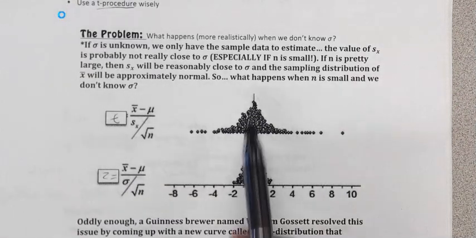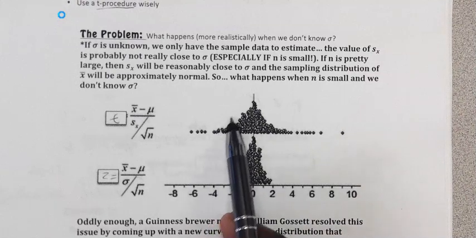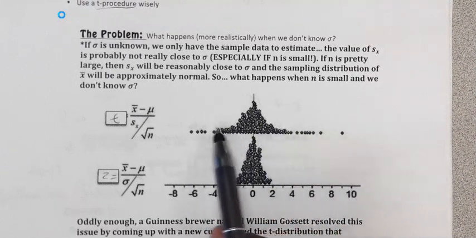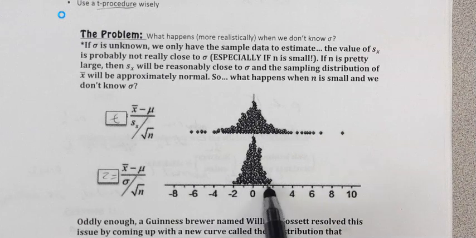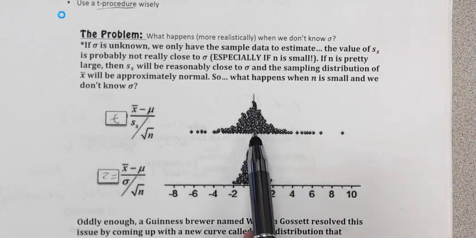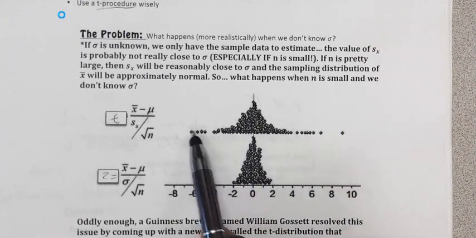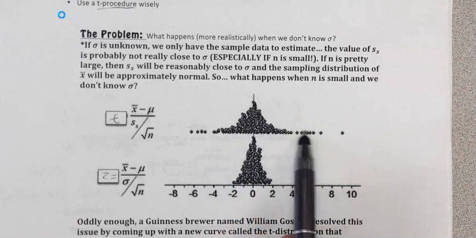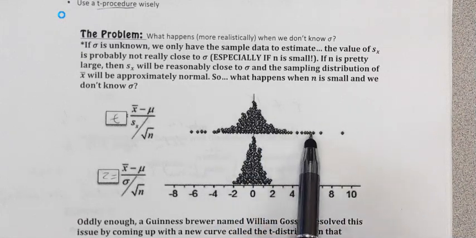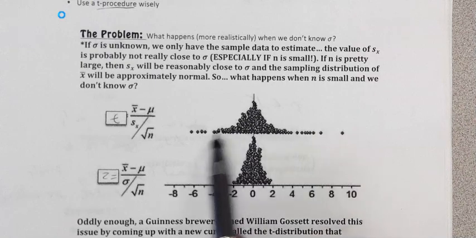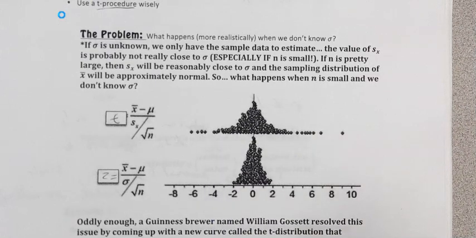If you notice, in t, it's a lot more spread out. The range here is a lot wider than in z. And that's because we don't really know the population standard deviation. So for that reason, we get a wider range that it could possibly be. And it definitely starts to spread out more on the edges compared to the z distribution.